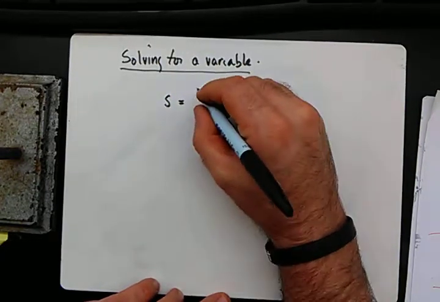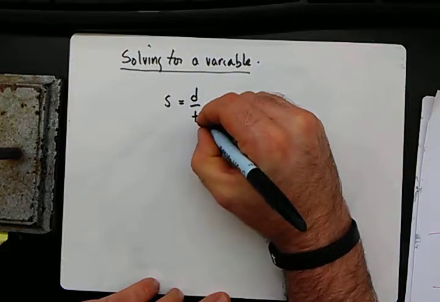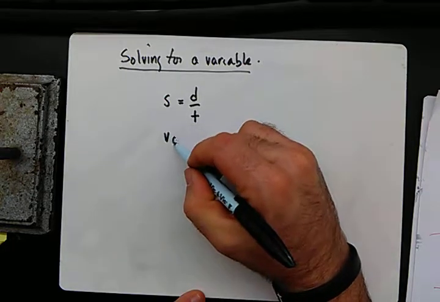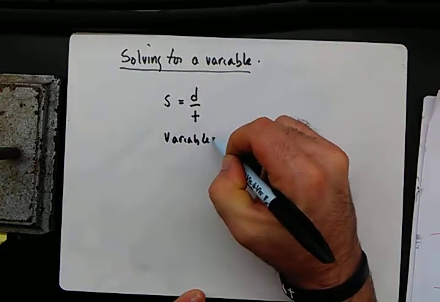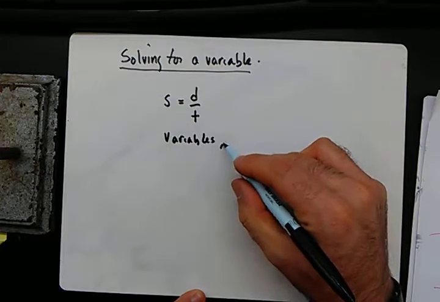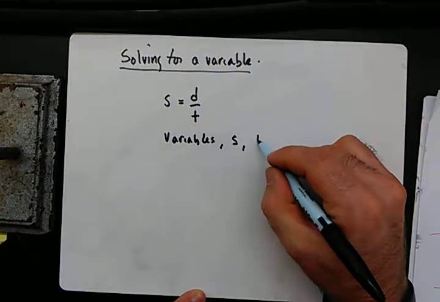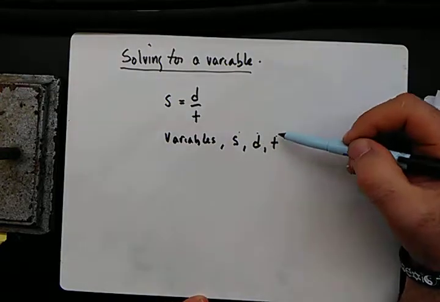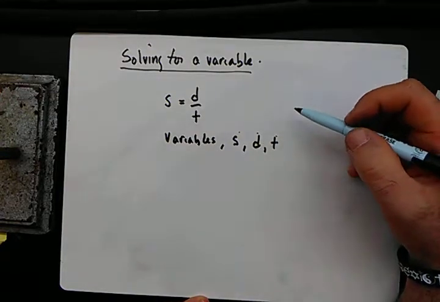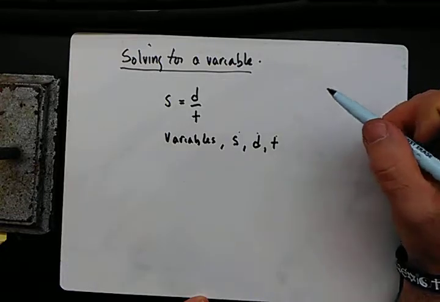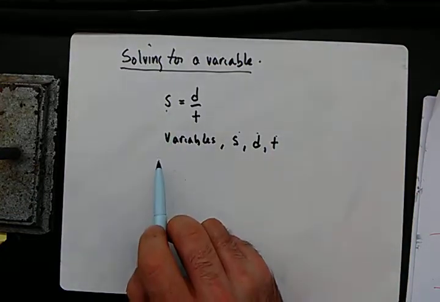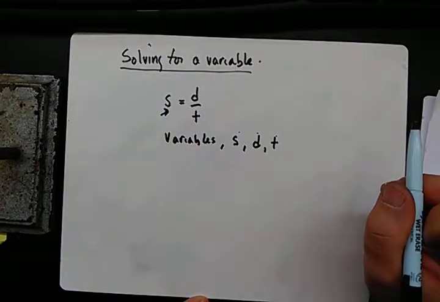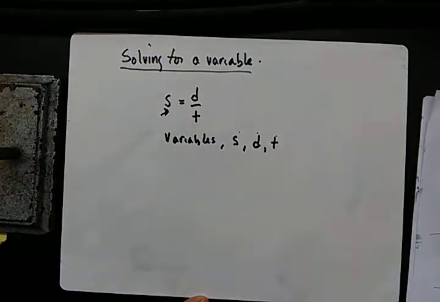We don't need to know that. S is d over t. The variables in this equation are S, D, and T. And it just happens to be that that's speed, distance, and time. So when we say we're solving for a variable, it means having it alone on the left side. In this form of the equation, the S is on the left side, and it's all alone.